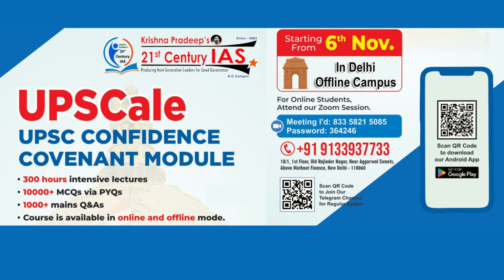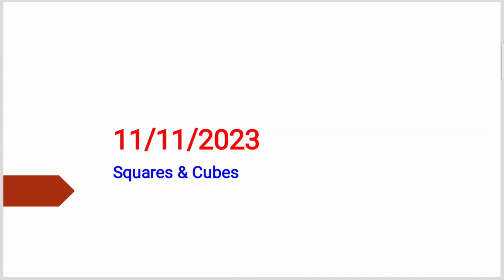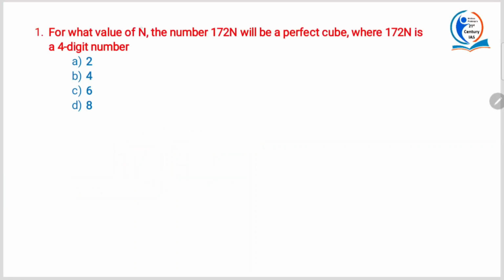On this positive note, we shall see the test explanation for CSAT questions given on 11th of November 2023. Let us look into the first question. For what value of n will the number 172n be a perfect cube, where 172n is a 4-digit number?